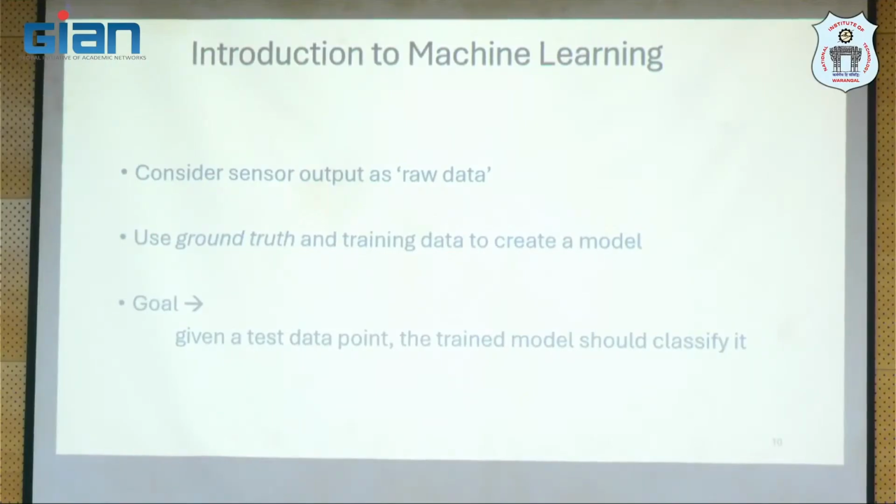Okay, but for now our goal is something simple. Given a test point, I want a black box, a machine learning model, to say whether this would be a healthy test point or a faulty test point. That's all we are trying to do. And this is the objective of machine learning models in general, as an overview.